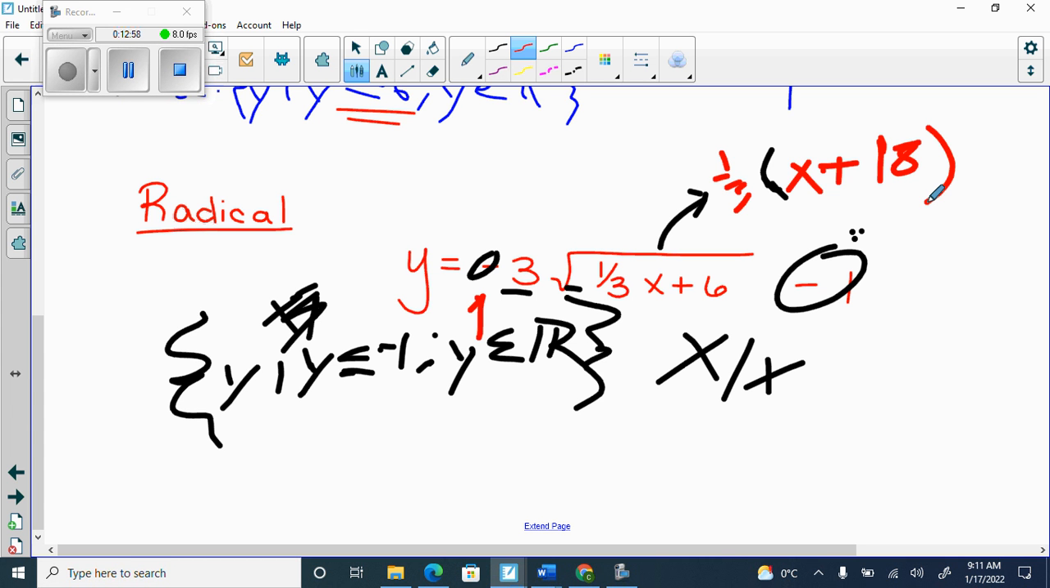Connor, what's the domain? x is an element of the reals, x is greater than or equal to -18. Positive 18, yeah. Or negative 18, yeah. -18. I said negative. Or did I? Yes, you did. You totally did. Nope, you said negative 18. You're completely correct.